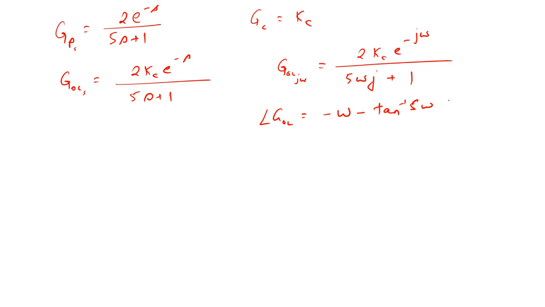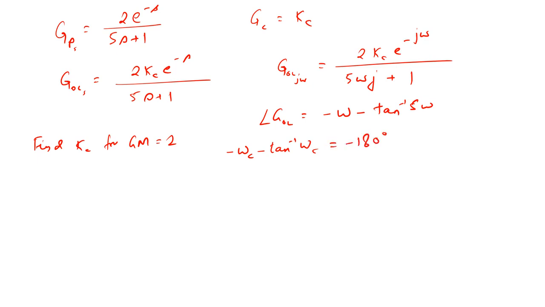Let us say I want to find KC for a gain margin of 2. Typical gain margin ranges are 2 to 3. If I want to tune in this way, what do I do? I find the frequency at which the angle becomes minus 180 degrees. So minus omega crossover minus tan inverse of 5 omega crossover should be equal to minus 180 degrees.